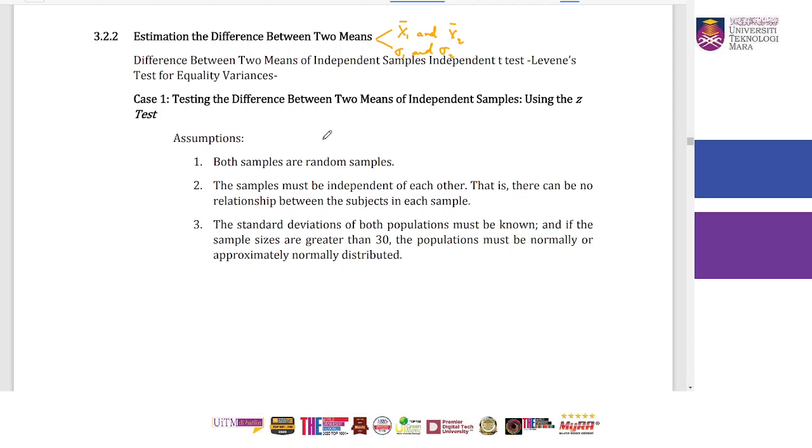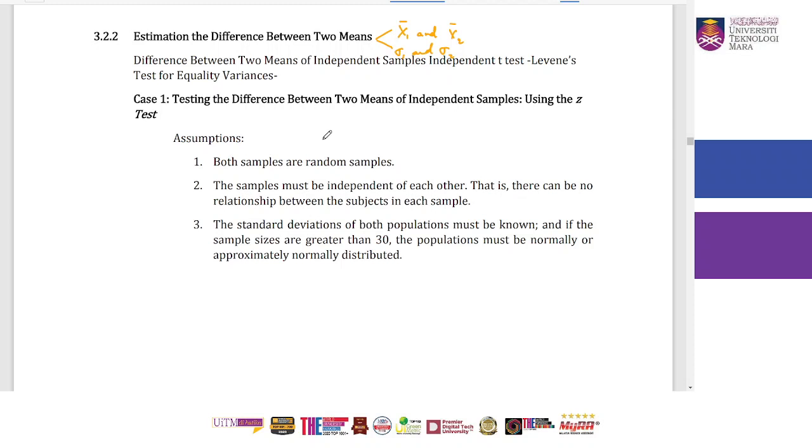So bermaksudkan this ni difference between two means, maksudnya you ambil X bar 1 minus X bar 2 ataupun vice versa. You can also take X bar 2 minus X bar 1. It depends on the situation. Okay, yang mana you nak ambil. So basically both will give you the same answer, the same result. Meaning to say the same result at the end. So maksudnya dia punya conclusion tu adalah sama.